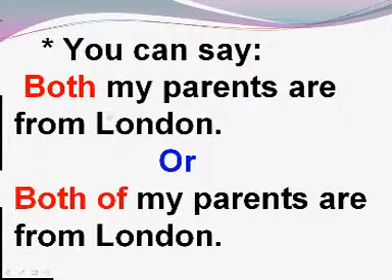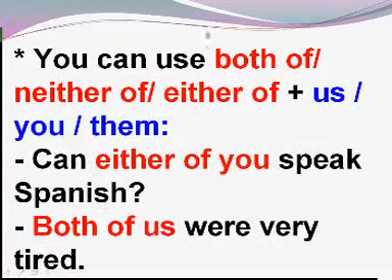You can say both my parents are from London, or both of my parents are from London. Okay, so in this case I can use both or both of. Both my parents or both of my parents. The two are accepted. You can use both of, neither of, either of, plus us, you, or them. I mean, object pronouns. So, for example, can either of you speak Spanish?